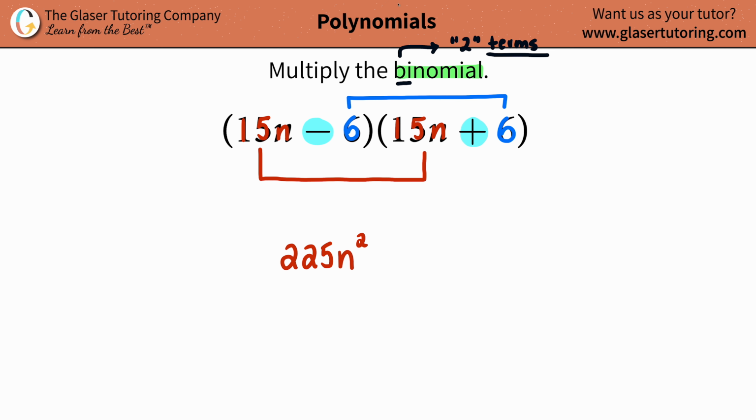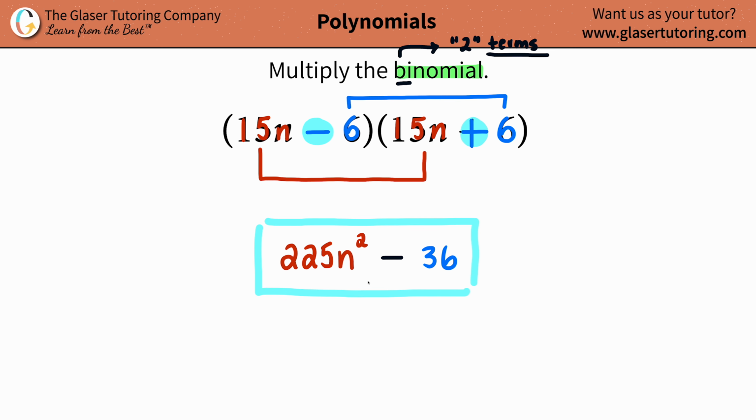Now, let's work with the blue term, right? The sixes. We must take into consideration that one is negative and one is positive. So a negative 6 times a positive 6 is a negative 36.